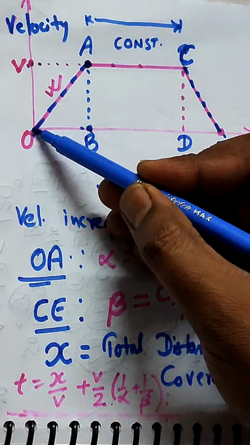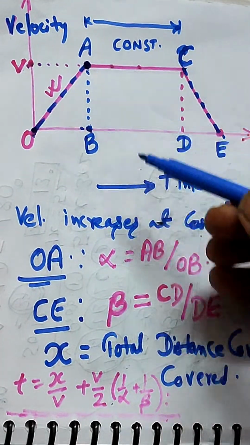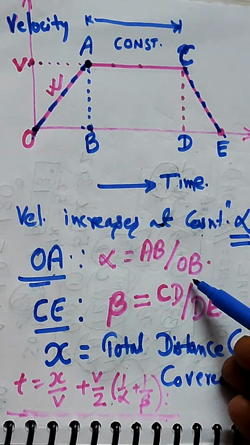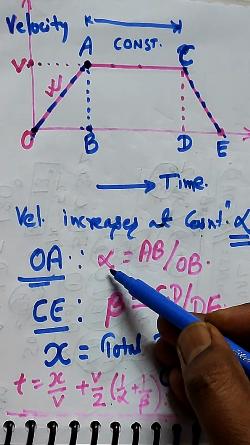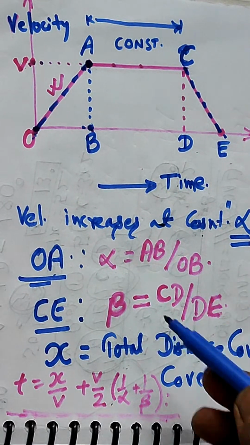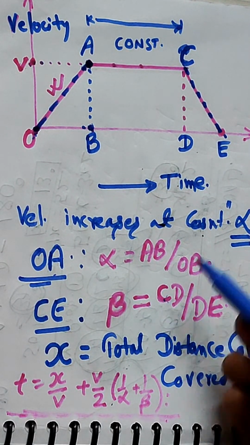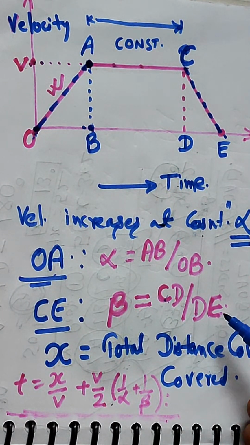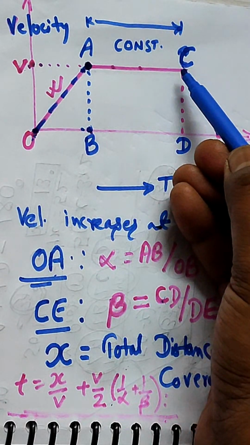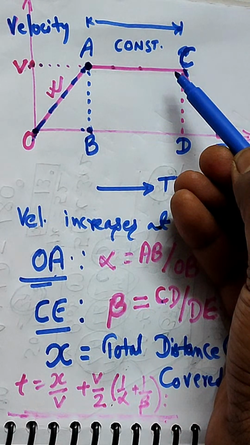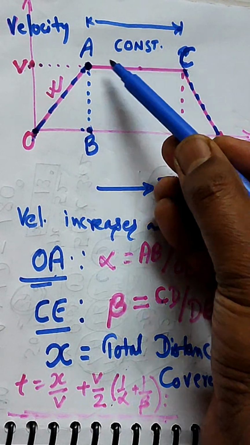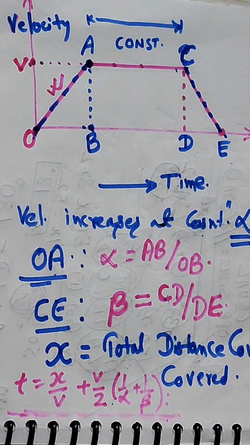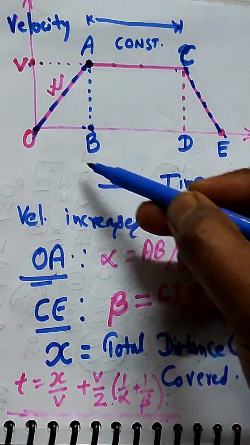Here you have already calculated for O to A. What is the value for O to A, the acceleration alpha equal to AB by OB. Okay, because it's the rate of acceleration given to you in the numerical, and beta is the rate of retardation given to you from C to E, that is CD by DE. Okay, now for the portion A to C, what is the value? We will find it out. Okay, now coming to the area under the velocity time graph OACE.